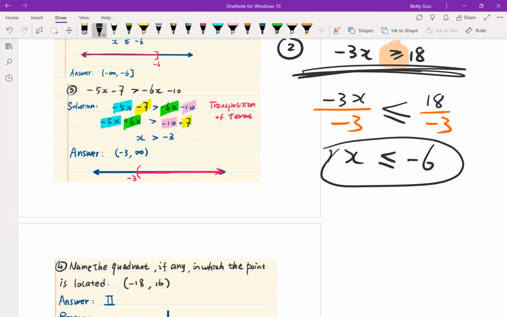So let's graph the solution set on a real number line. Let's say -6 is right here. All the real numbers less than or equal to -6, so all the real numbers to the left of -6, also include -6 itself. So we have a bracket here.